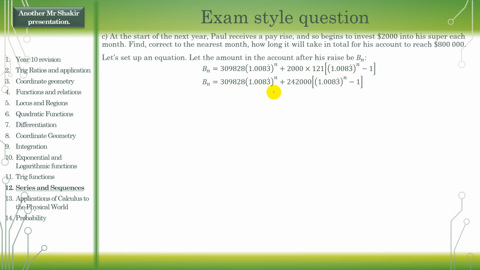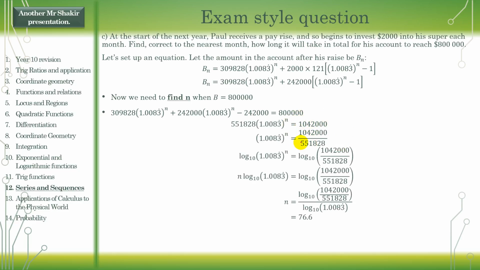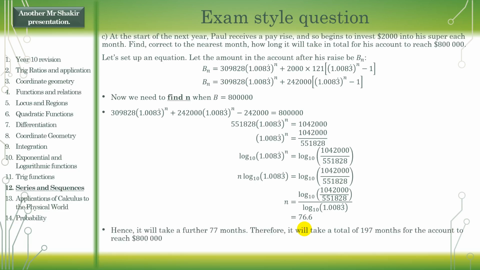All right, and now we're just going to have to use logs to solve this. Now we need to find n when B is equal to $800,000. So we know that's going to be $800,000. Simplifying this, expanding the brackets and so on, we get that. Take that to the other side. And it's just a simple algebra problem after that, using logs basically. Divide both sides by 551,828, take log of both sides, n comes down. Do that log on a calculator if you want. Divide by this log over here. Fairly straightforward. So 76.6. It'll take 77 months.